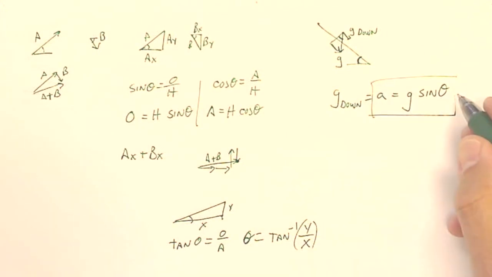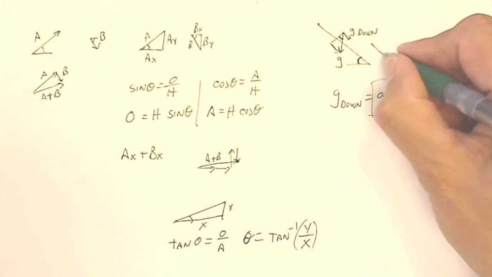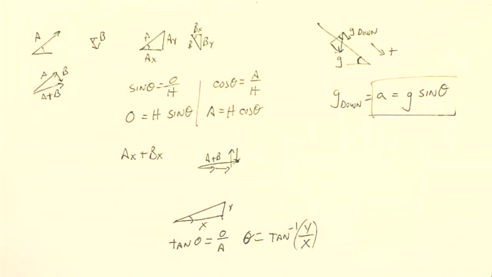And I'm not going to use negative anymore. I'm just going to say it's down the slope, and I'm going to call down the slope positive, because that's the direction I expect things to go. So it's pretty convenient to say down the slope is positive.